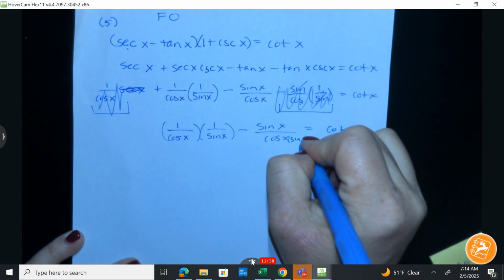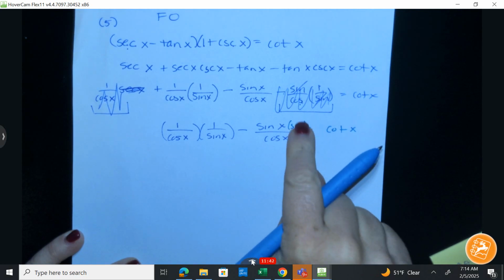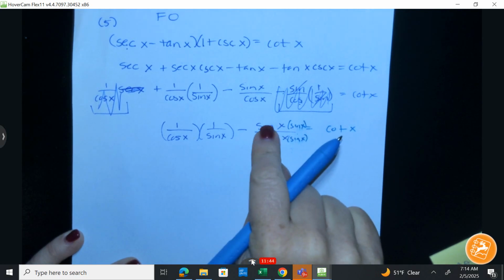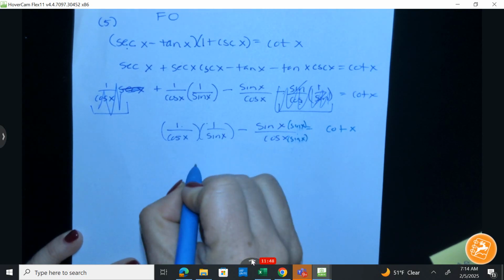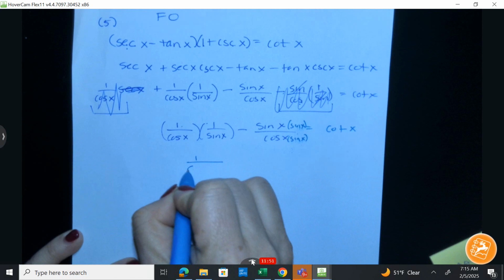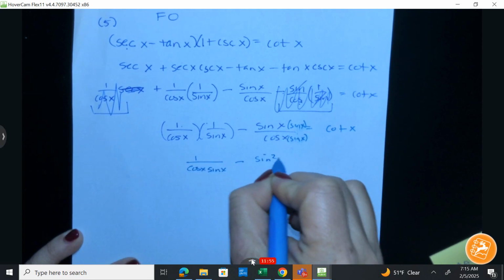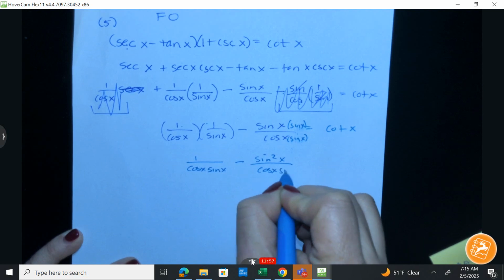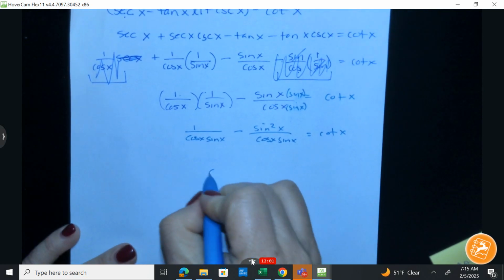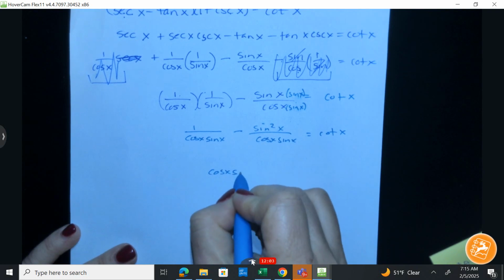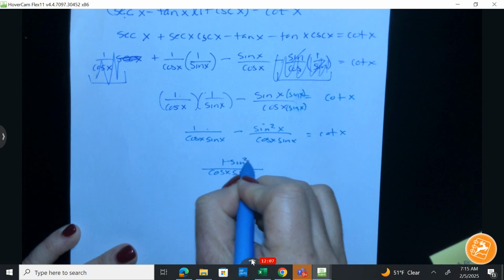So I'm going to multiply by the sine of x over the sine of x. As long as I multiply the top and the bottom by the same quantity, it doesn't change its original value. Now I have a common denominator. So now 1 times 1 is 1 over cosine x sine x minus sine squared x over cosine x sine x. And when I have a common denominator, I can put that together. On top, 1 minus sine squared.